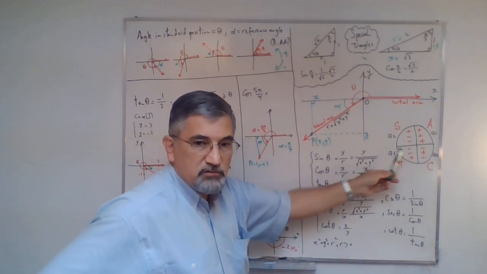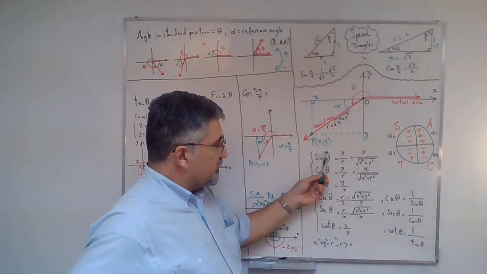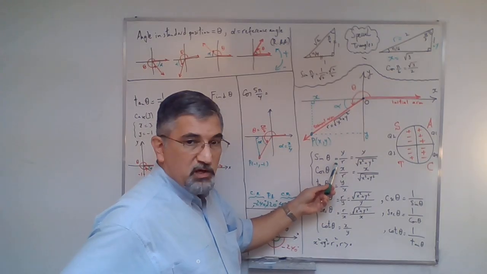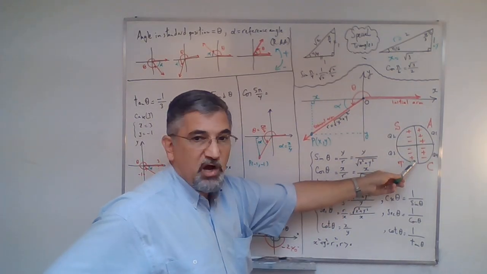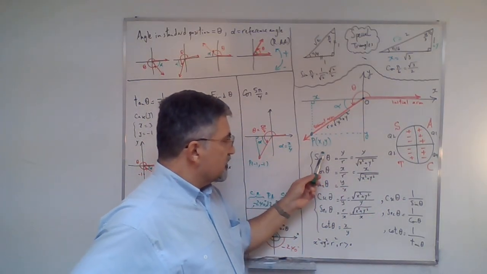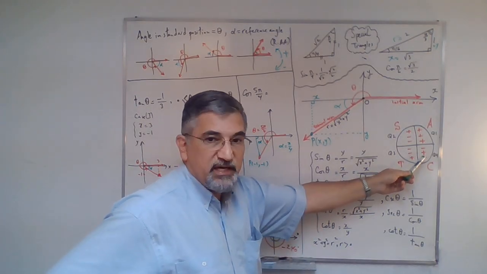Similarly, in the third quadrant, we have sine theta, y over r, but y is negative and r is positive. So sine is negative, cosine becomes negative, tangent becomes positive because negative divided by negative is positive. In the fourth quadrant, sine is negative, cosine is positive, and tangent is negative again.